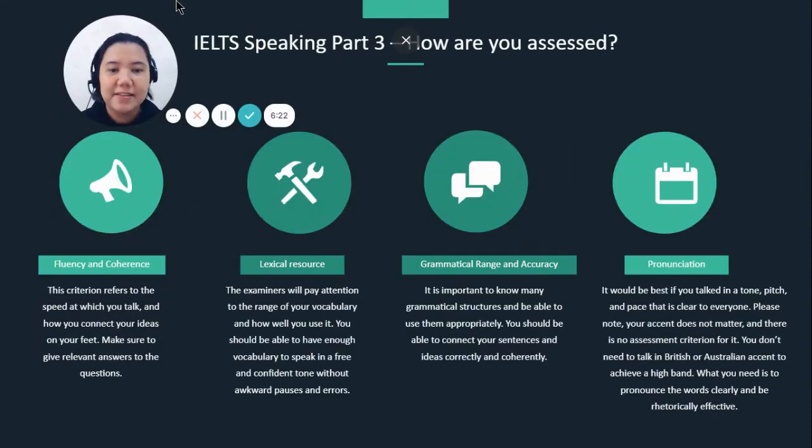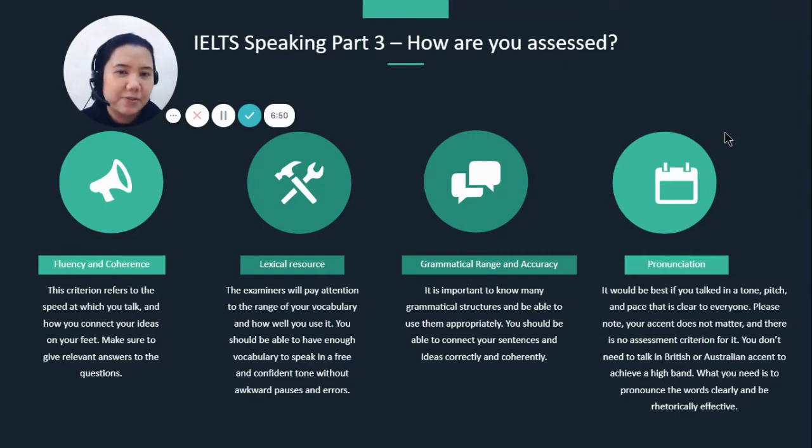Now, in the IELTS Speaking Part 3, how are you assessed? So you're going to be assessed in 4 different criteria. The first one would be your fluency and your coherence. This criterion refers to the speed at which you talk and how you connect your ideas on your feet. So make sure to give relevant answers to the questions.